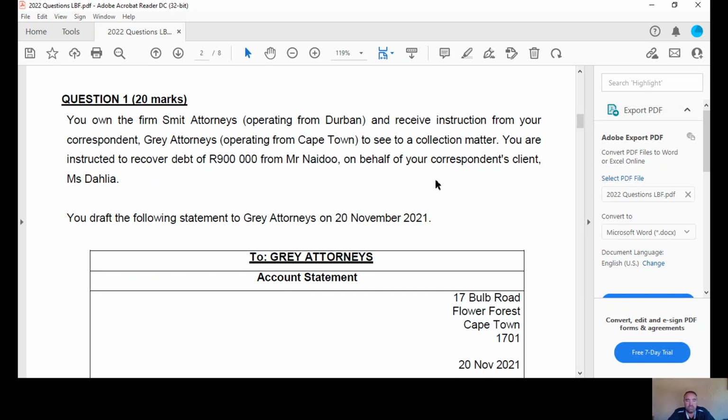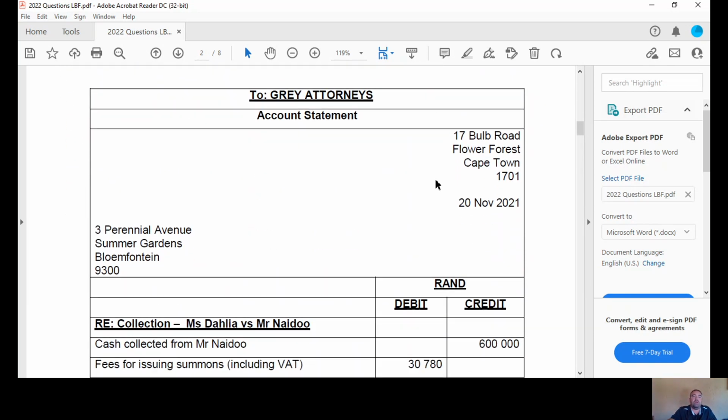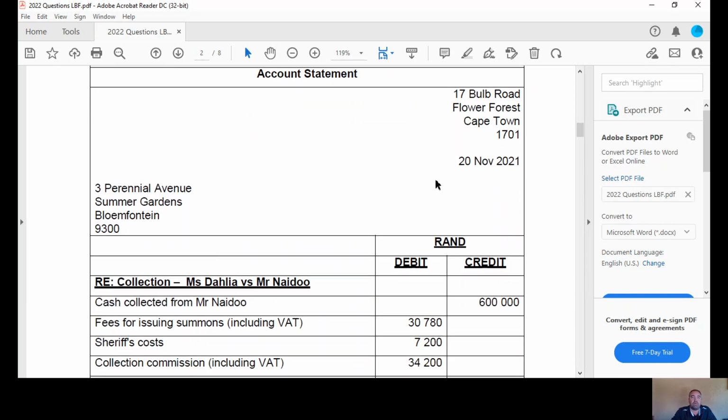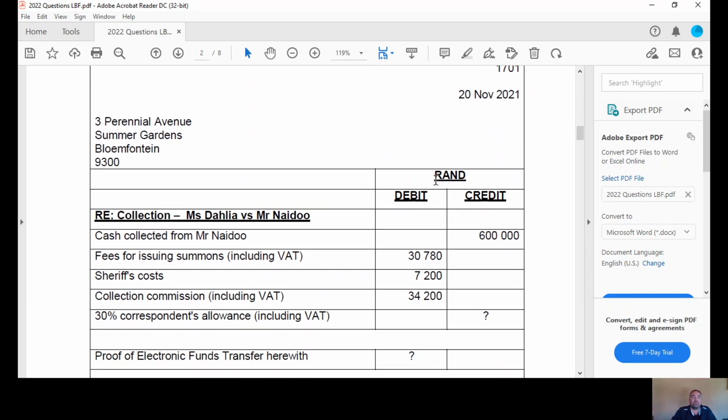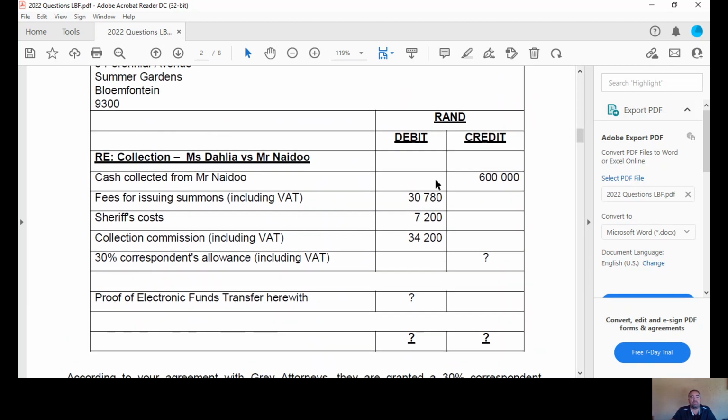So there's no transaction there at this point. From Mr. Naidu on behalf of your correspondent's client, Ms. Dahlia. Okay, so nothing there. Remember, Mr. Naidu is not your client. Ms. Dahlia is not your client. Gray Attorneys are your client. That's why we open a trust ledger for Gray Attorneys. Okay, so then basically, we are sending Gray Attorneys our statement of what has happened.